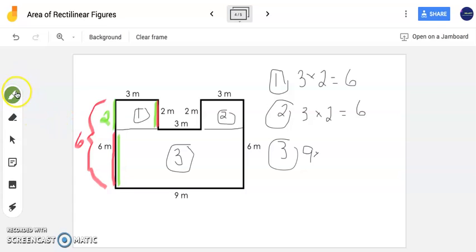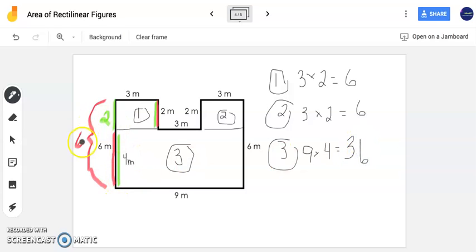So if I did 6 minus 2, I'm going to be left with 4 meters. And I know this is correct because if I was to add 4 meters plus 2 meters, it gives me the total side length of 6 meters. So therefore, the width of figure 3 is 4 meters. So now I can find my area. 9 times 4 is 36.